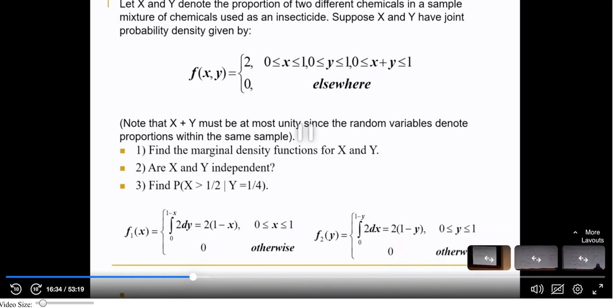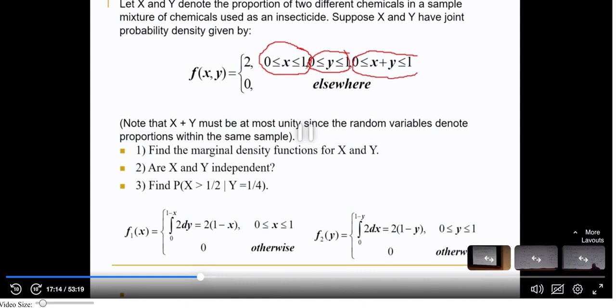Now, let X and Y denote the proportion of two different chemicals in a sample mixture of chemicals used as insecticide. Suppose X and Y have a joint probability density function, but let me tell you this. Here, the joint probability density function is a constant, you can see equal to 2. That's a constant. We can also have a constant function. Now, but there's something I need you to pay attention to in the state space. This is a special one. It's telling us X lies between 0 and 1, Y lies between 0 and 1, and the addition of X and Y lies between 0 and 1.